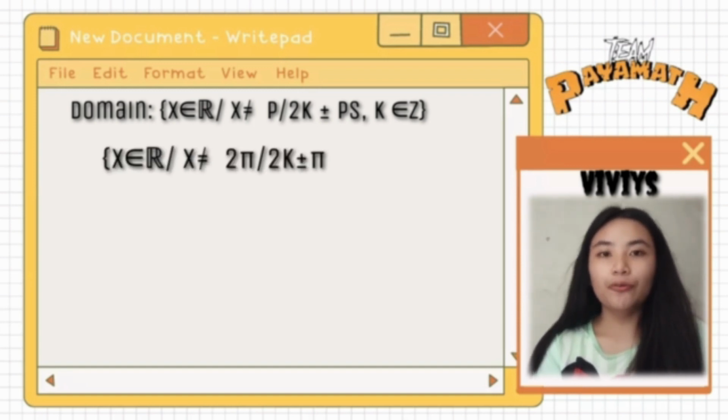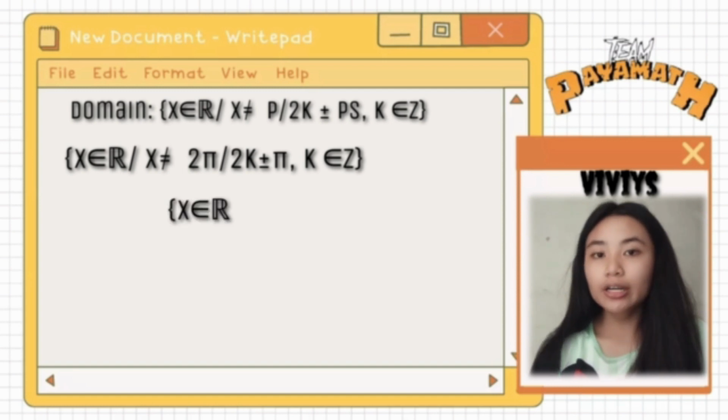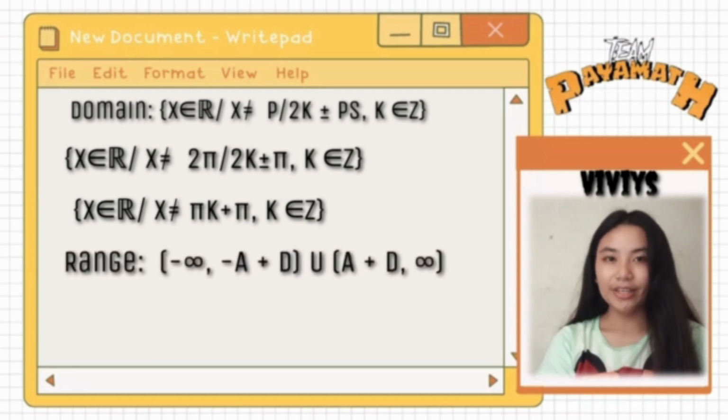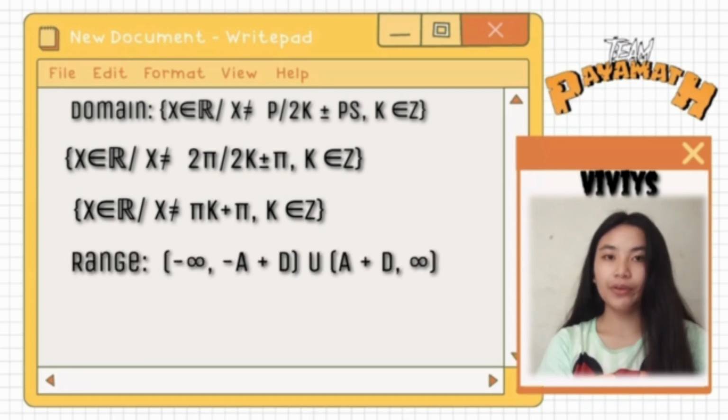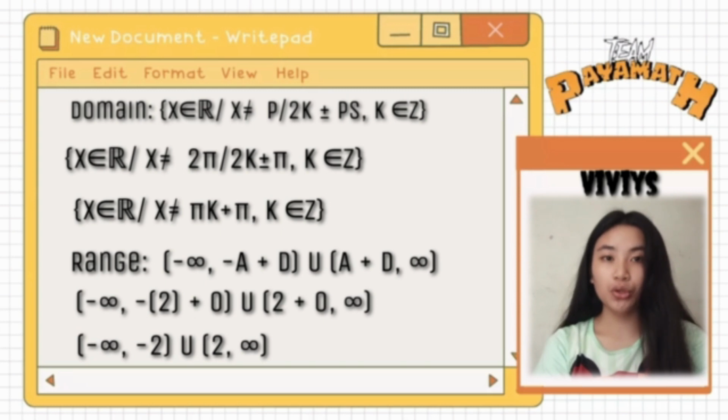X is an element of real numbers such that x is not equal to 2 pi over 2k plus pi, where k is an element of z. Or x is an element of real numbers such that x is equal to pi k plus pi, where k is an element of z. For the range, we will just simply substitute the values of a and d. So we have negative infinity, negative 2 plus 0, union 2 plus 0, positive infinity. Or negative infinity, negative 2, union, positive 2, and positive infinity.